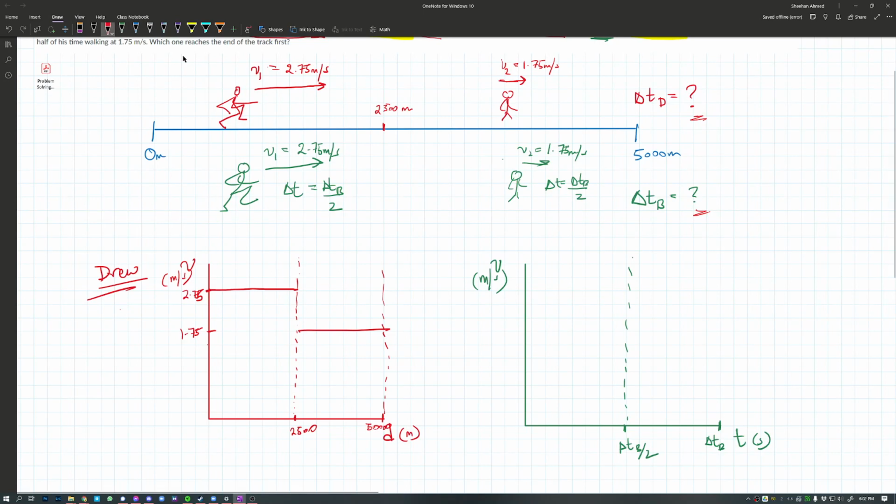And again, in shape, it's a very similar graph, but the axes mean completely different things. And I'm going to call this 2.75 meters per second, and this one 1.75 meters per second. For the first half of the time, faster. For the second half of the time, slower. There you go. Okay, representations look good. Now, what are we trying to get at? We're trying to get at those final total times taken.